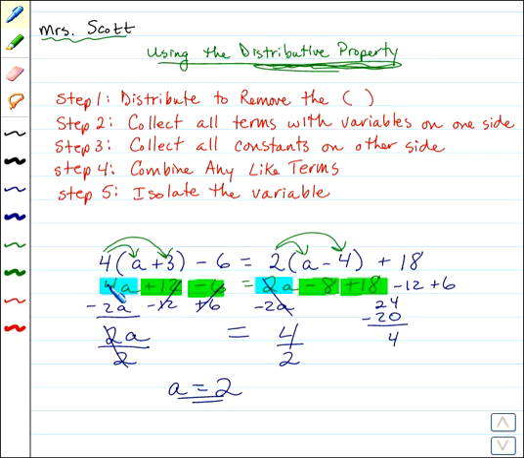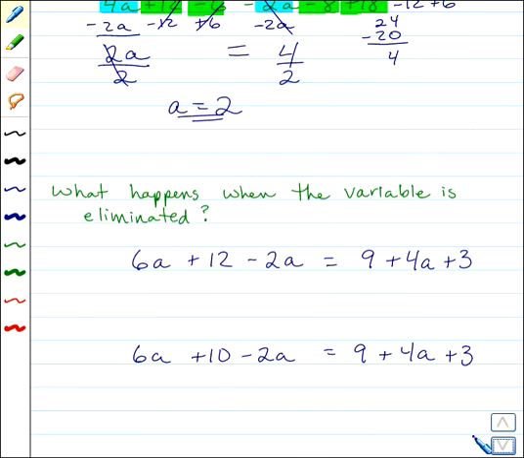So you see that once we get down to this step, it's something we're already used to. The only new thing was how to get rid of the parentheses, and we do that by distributing. Now let's see what we have down here. Oh, I have a question here. And it says, what happens when the variable is eliminated? You might come across a problem and go, oh, Mrs. Scott, what happened? My variable disappeared. And let me show you how that works.